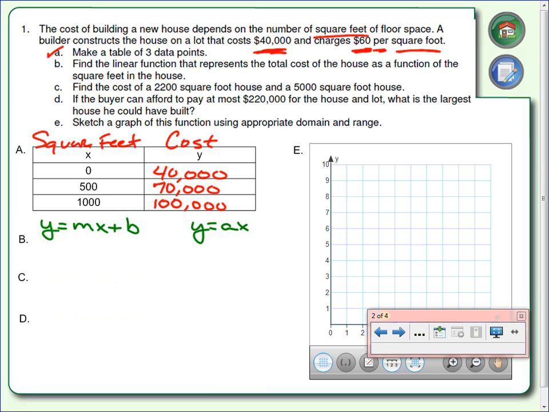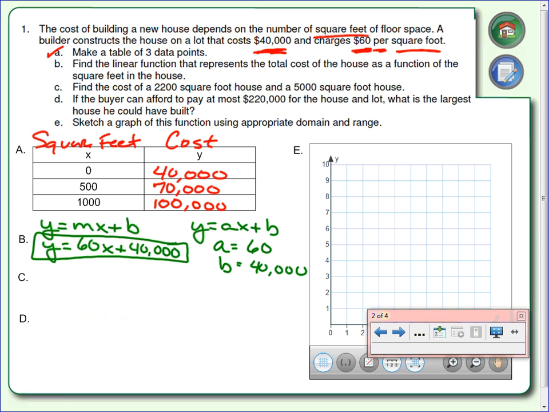Y equals AX plus B, right? And they give you 2 numbers, a number for the A and a number for the B. What were those 2 numbers that the calculator gave you? 60 and 40. 60 and 40,000. Which means the equation that we end up with is Y equals 60X plus 40,000. So this is our answer to part B. We just wrote a linear equation given this information.